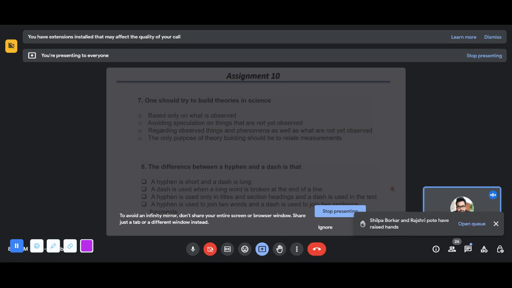Trying to build theories of science based on only what is observed is not correct. Avoiding speculation on things that are not yet observed is also not correct. Regarding observed things and phenomena as well as what is not yet observed is correct, and the only purpose of theory building should be to relate the measurements. So the third one is correct, as you can obviously understand. The next question is the difference between a hyphen and a dash.